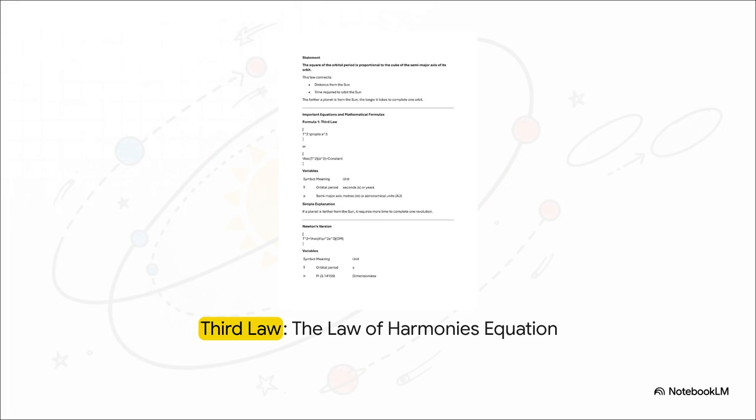Let's bring this over to the digital chalkboard. T squared is proportional to a cubed. T is the orbital period, basically how long a year is in seconds or years, and a is the semi-major axis, which represents the distance from the sun. What this mathematically dictates is just incredibly elegant. Simply put, the farther a planet is from the sun, the longer it takes to complete one orbit.